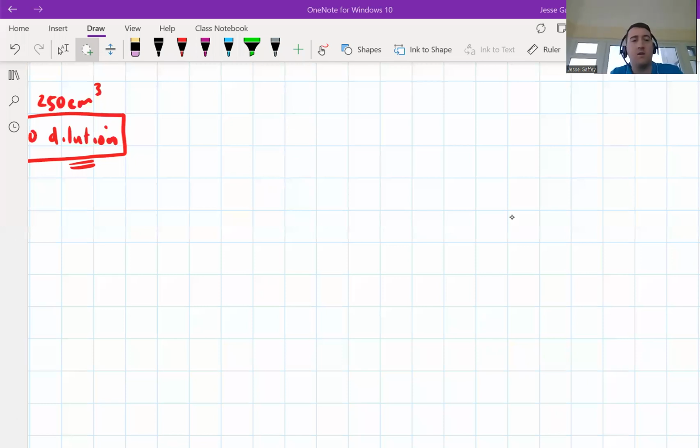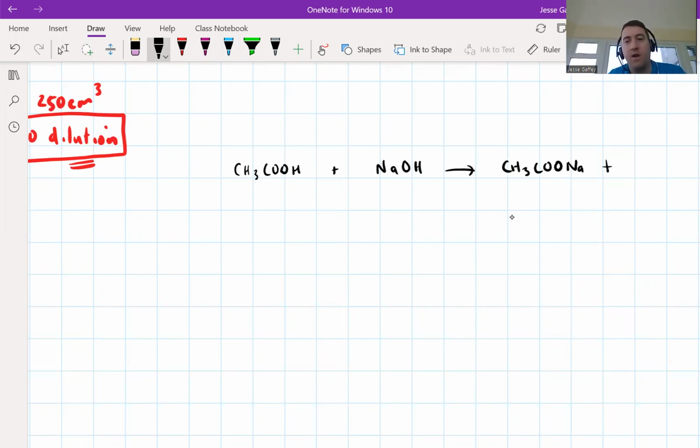Okay, so this is what you should have done. Hopefully you did the same thing as me. We've got CH3COOH, that's what we were given, plus NaOH, react to give CH3COONa plus H2O. And what we're always interested in a titration is how does this react with this? So we're looking at the relationship between the two reactants.